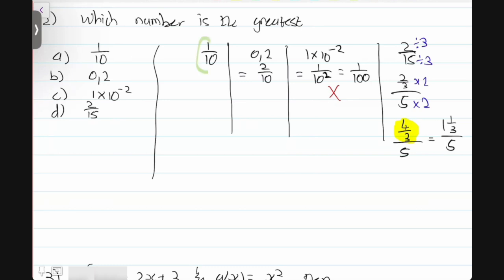So let's go and compare this. I'm saying over 5, I'm so sorry, that was so silly of me. It should have been over 10, because 5 times 2 is 10. So it's 1 and 1/3 over 10. Let's confirm: 1 over 10, 2 over 10, 1 and 1/3 over 10. Which is the greatest number? 2 over 10 is the greatest number for us then. So 2 over 10, which is 0.2, is our greatest number.